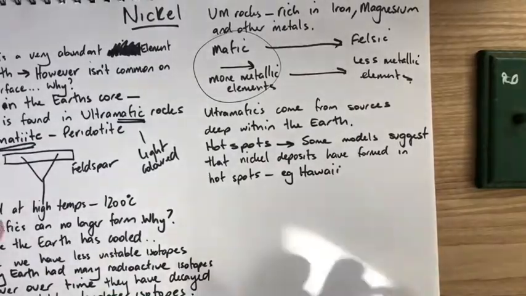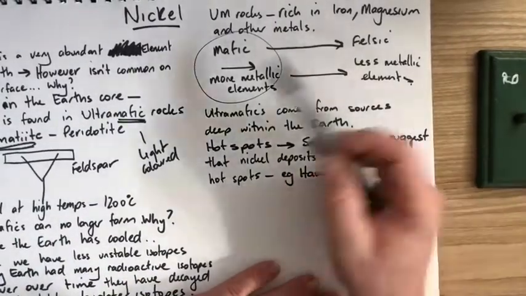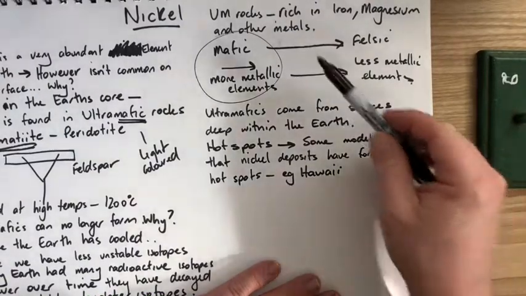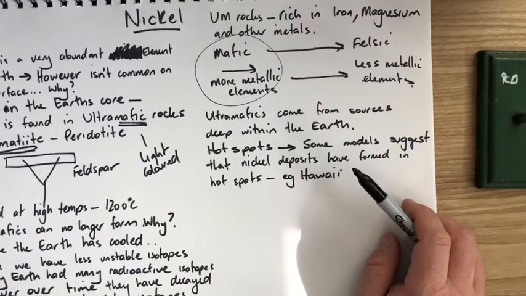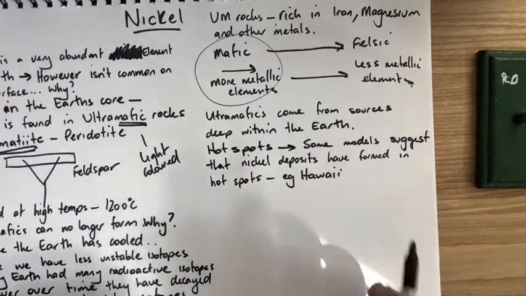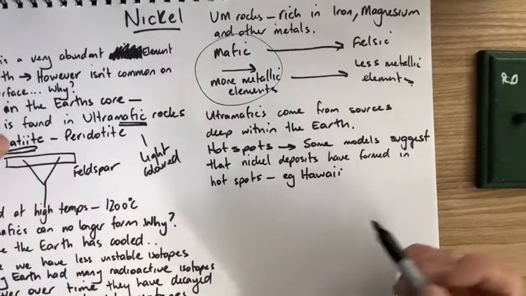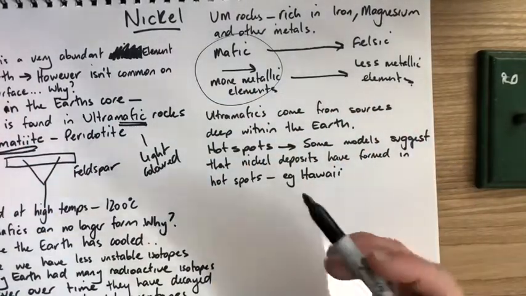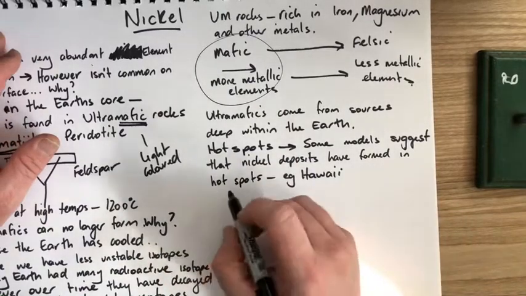So we've got our hotspot volcano, and we are tapping magma that comes from deep within the earth, and we're bringing it to the surface. So that means this deposit really is a magmatic deposit. This resource is a magmatic resource.